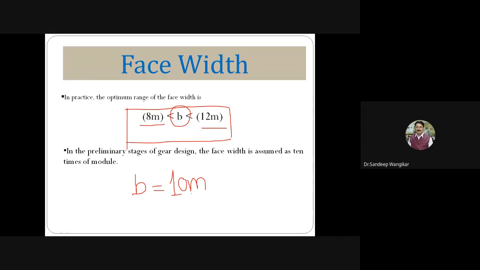Okay, so up to this, I assume that everything is clear in the initial stages of gear design. Wherever face width is not given, we will assume that this face width is equal to 10 times the module. We will put it in the equation and proceed further for calculation. So this is all about the minimum number of teeth desired and face width.